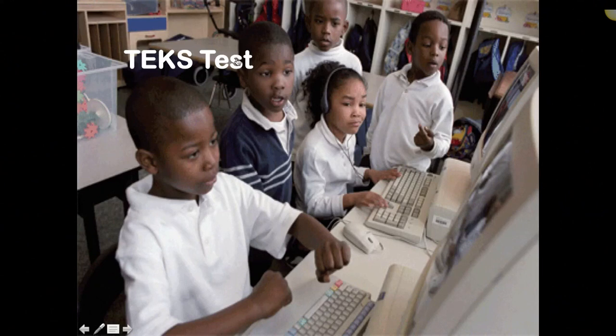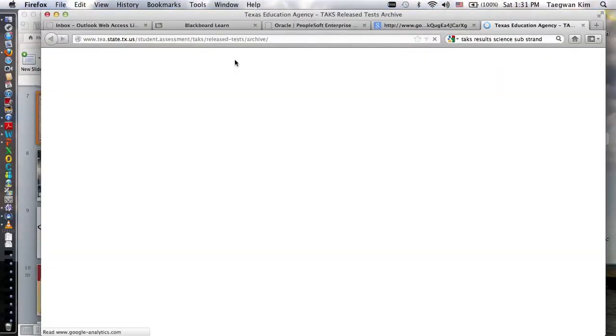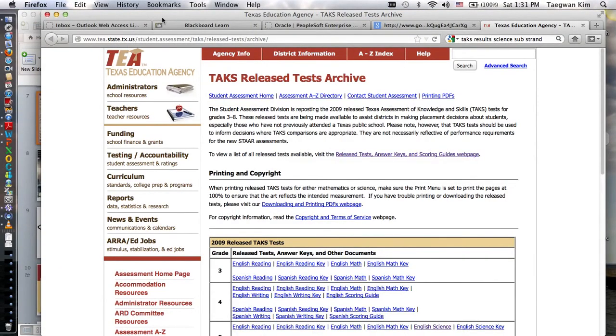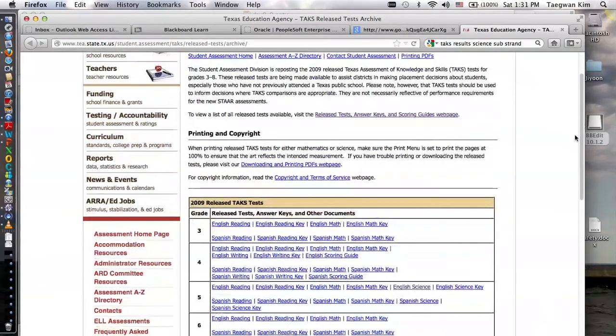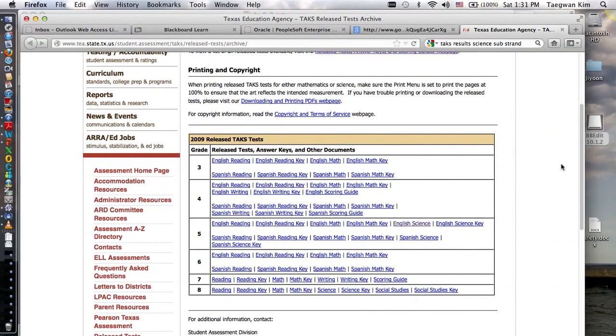I'm just gonna show the test from the past. Okay, so grade 3, they have English and math, reading and math test too. 4th, same, reading and math test too. But grade 5, they have a science test.